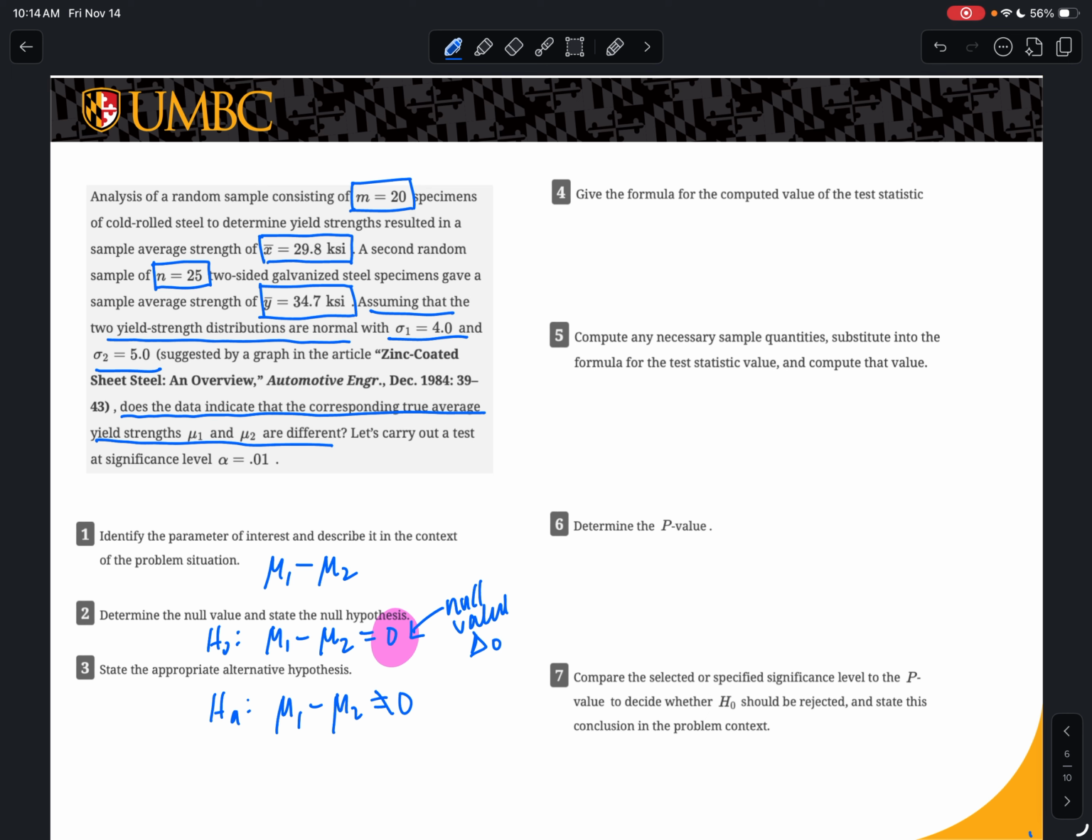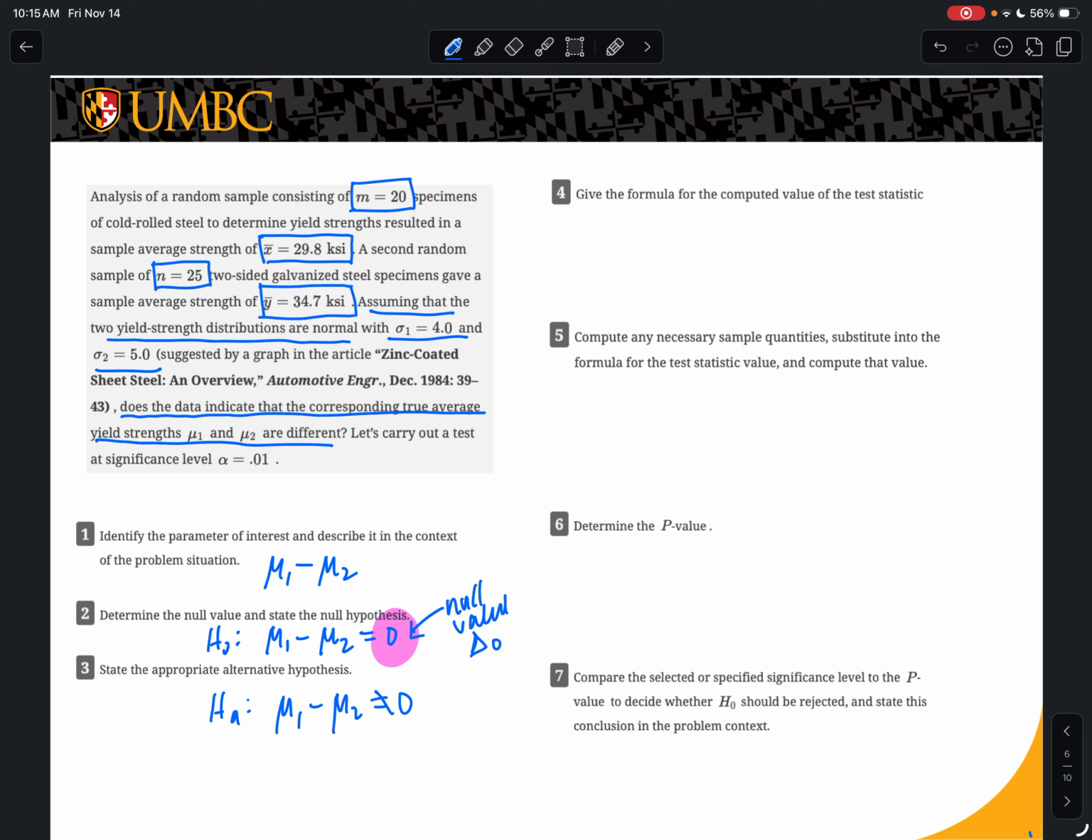And we could use this test procedure for something different, for a null value that's different from 0, if we were interested in knowing something other than does mu1 equal mu2. If we wanted to know, is mu1 bigger than mu2 by 3, then we would use 3. Does mu1 exceed mu2 by 10? We would use 10. Is mu2 larger than mu1 by 3? Then we would use negative 3 for our null value. But usually we're going to be using 0.